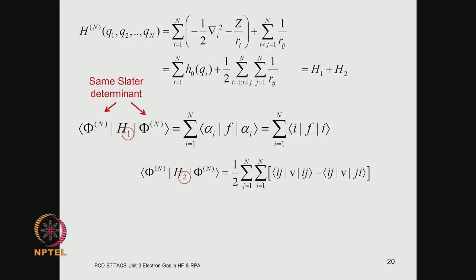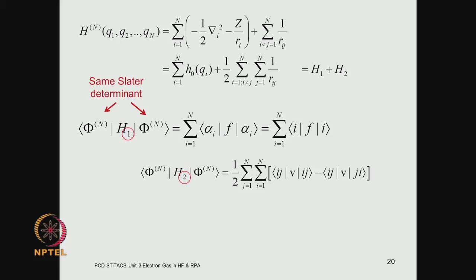Likewise, the matrix element for the 2 electron operators is this. You do not have to worry about ruling out j equal to I, because the Coulomb and the exchange integrals cancel each other for j equal to I. So, I am not bothered about explicitly pointing out that j should not be equal to I, but we know that j should not be equal to I, right.